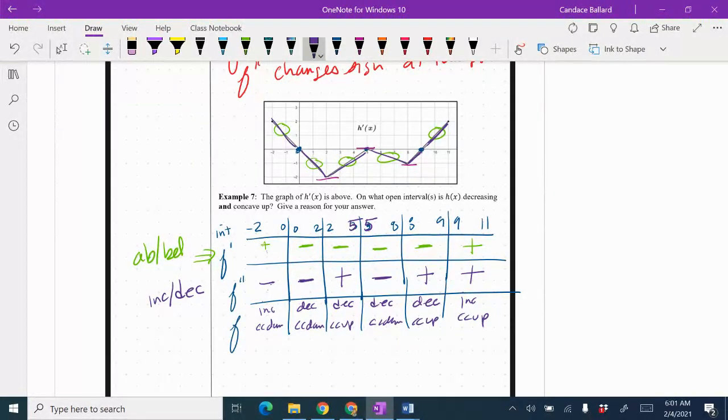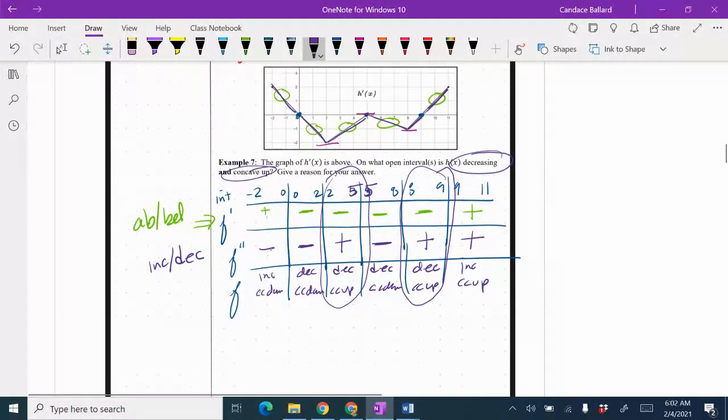All right, let's go back to what it was asking us to do. So it wanted decreasing and concave up. So decreasing, concave up, notice my signs are opposite right there. Decreasing and concave up, and another decreasing and concave up right there. So we want to write that out. And it does say give a reason for your answer.